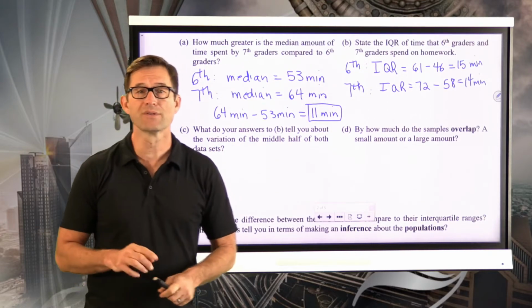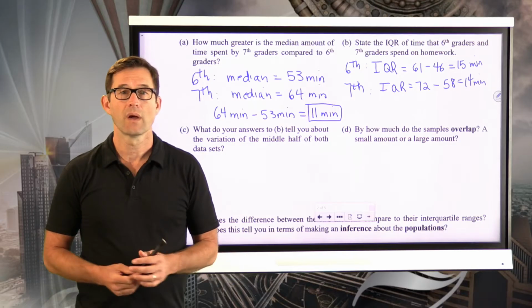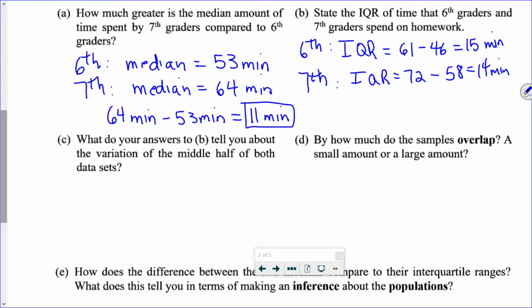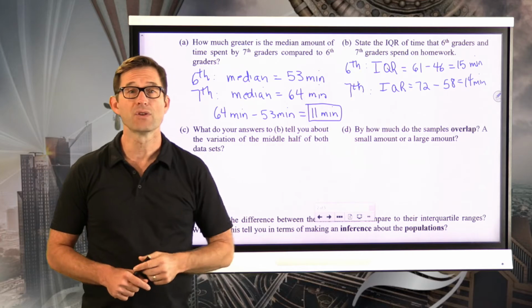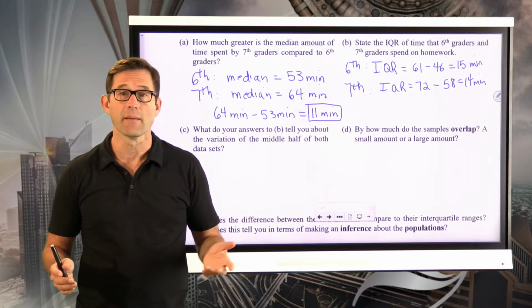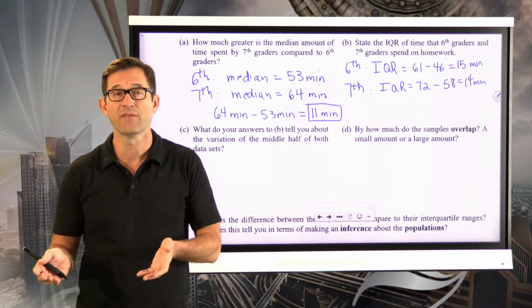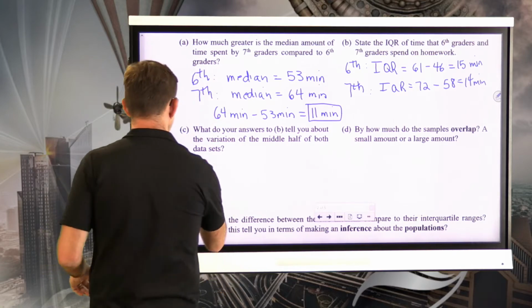Okay, let's take a look at letter C. What do your answers to B tell you about the variation of the middle half of both data sets? Pause the video now and see if you can write something down about letter C. What it tells me immediately is the variation of the middle half of both data sets is roughly the same. One of them had a variation of 14 minutes. One of them had a variation of 15 minutes. Sure, they're not identical, but they're very close to the same.